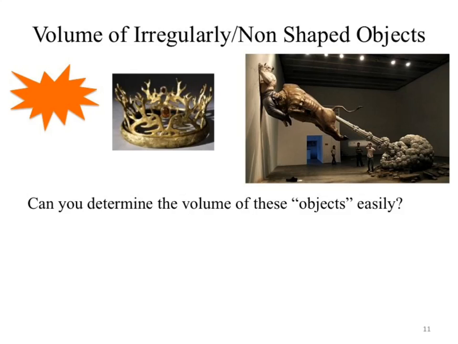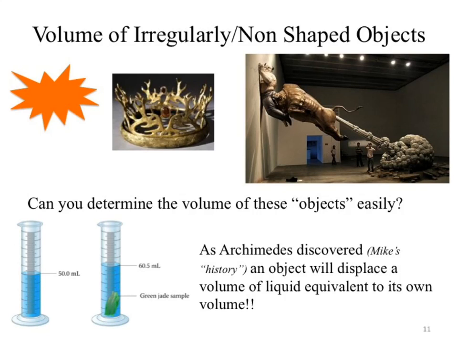So what we can do is look at displacement. We can add these irregularly shaped objects into water. Right? They will displace the water, and that displacement in volume allows us to determine what the volume of the object was. So it's a nice little kind of sneaky way to do this.